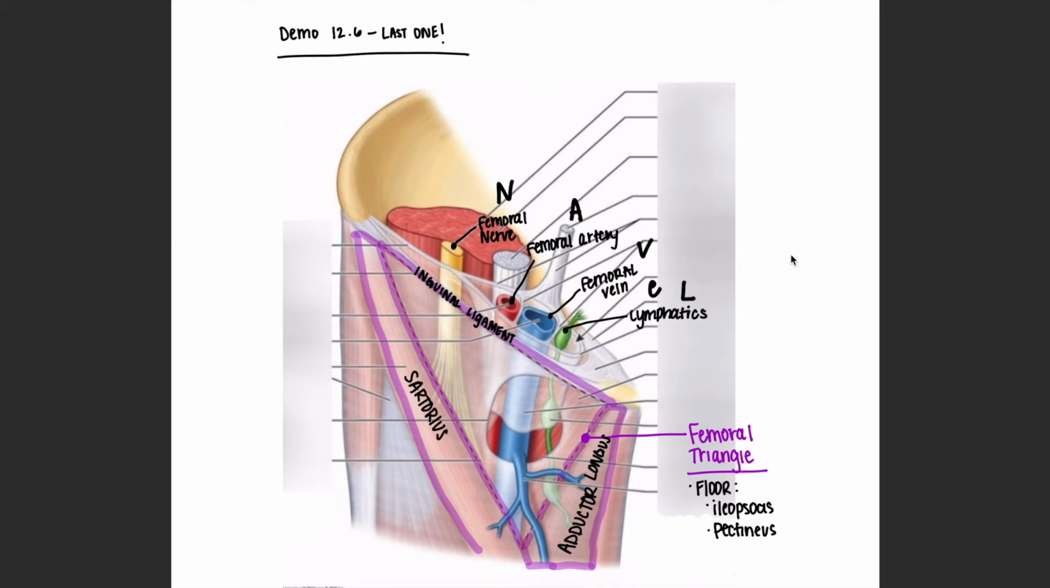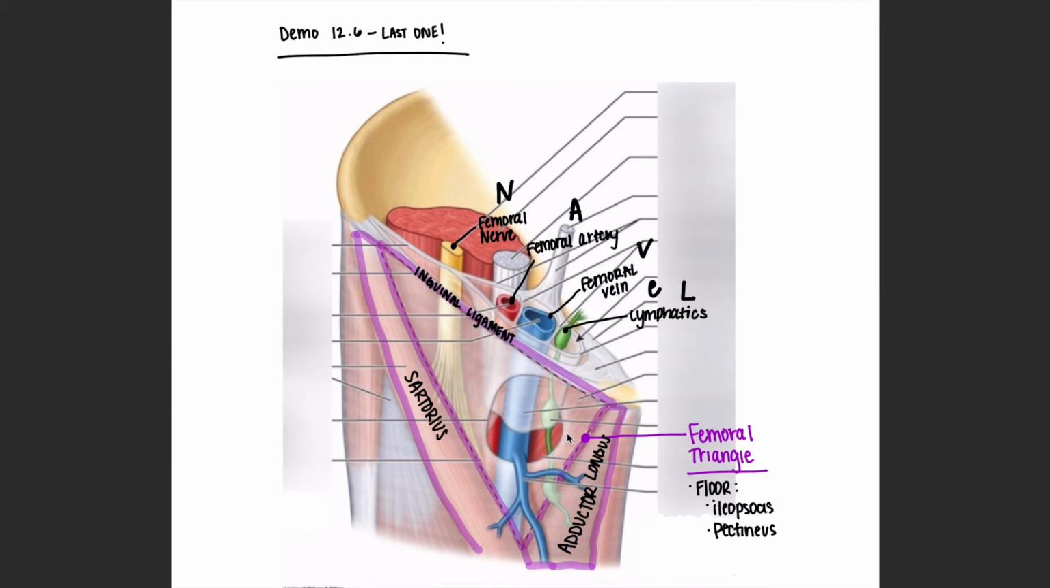The femoral triangle is a subfascial space in the antero-superior thigh. It is bounded superiorly by the inguinal ligament, medially by the adductor longus, laterally by the sartorius. The floor, laterally, is the iliopsoas muscle, and medially the pectineus. The roof is the cribriform fascia.